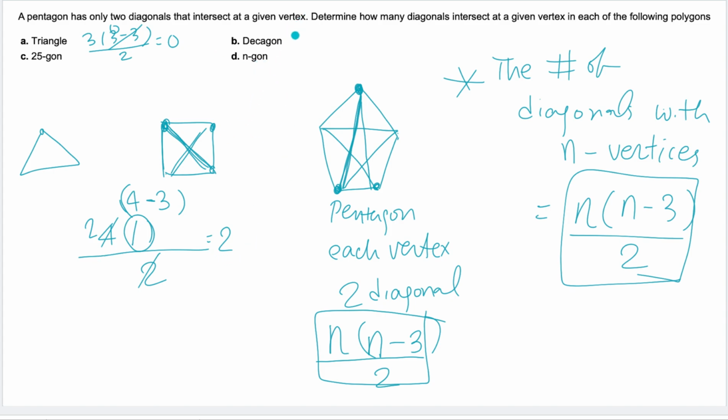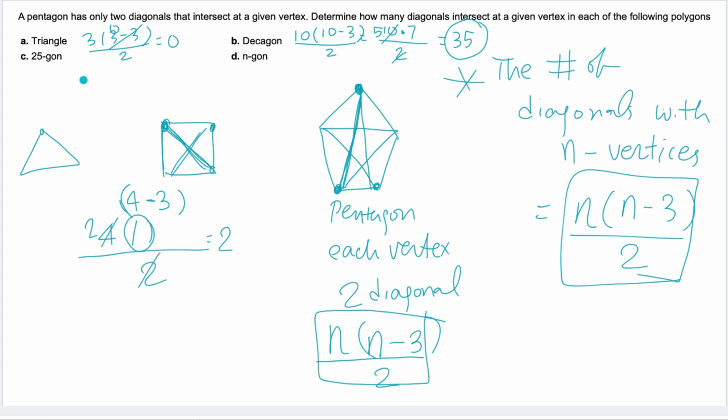Decagon, what is a decagon? How many vertices are there? 10 of them. So we know 10 times 10 minus 3 over 2, which is 10 times 7 divided by 2. You can simplify from here by dividing both by 2 and you get 5. 5 times 7 is 35. We don't want to draw a decagon with the 10 vertices and try out 35 diagonals, right? So it's so much easier if you use the generalized formula.